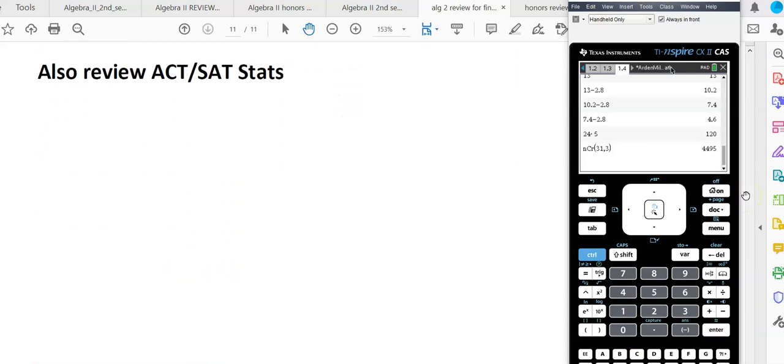Don't forget to review some ACT stats. That is the review.